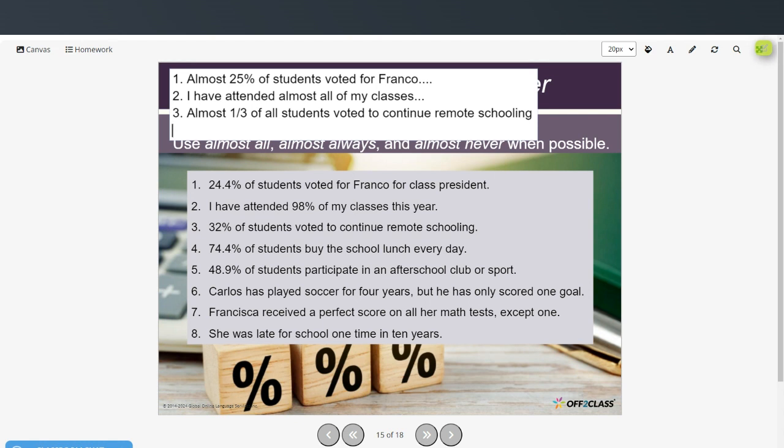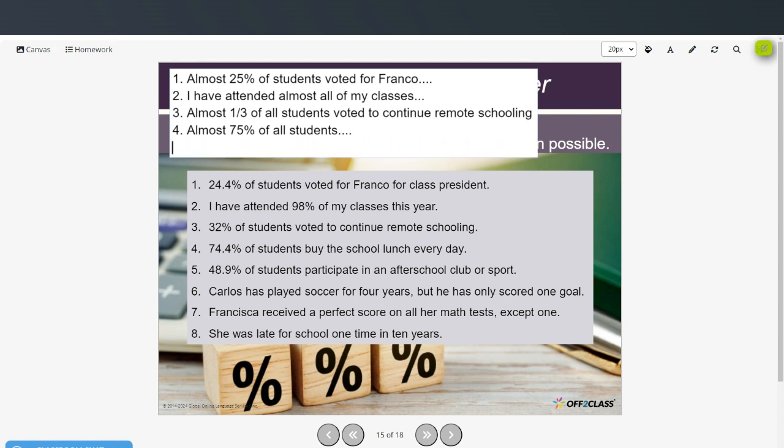74.4% of students buy the school lunch every day. So almost 75% of all students buy the school lunch every day. 48.9% of students participate in an after-school club or sport. So almost 50% of all students participate.